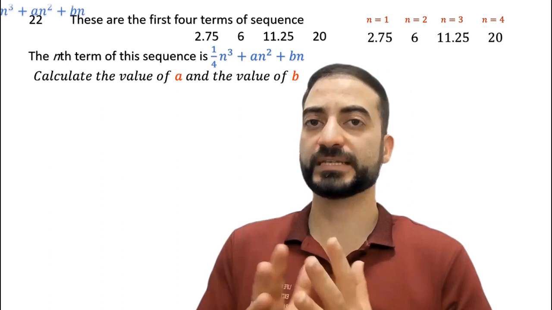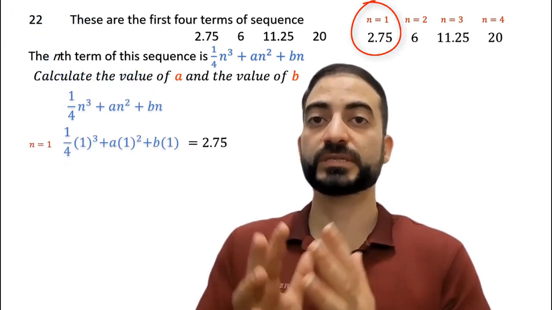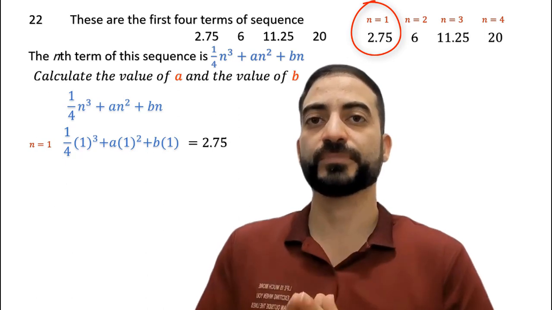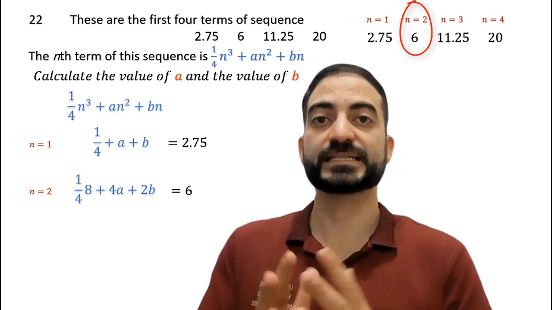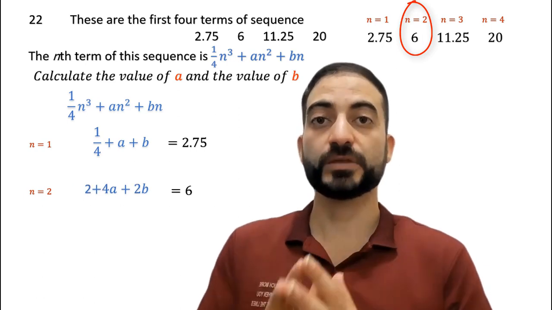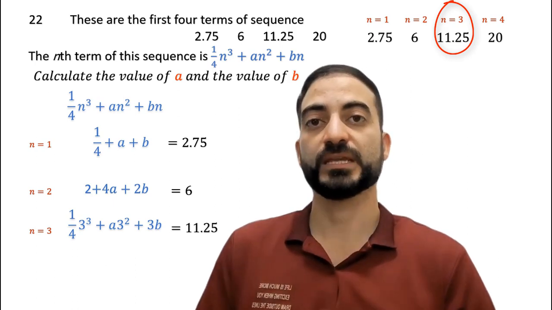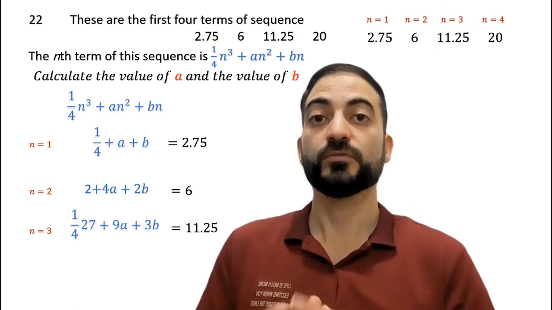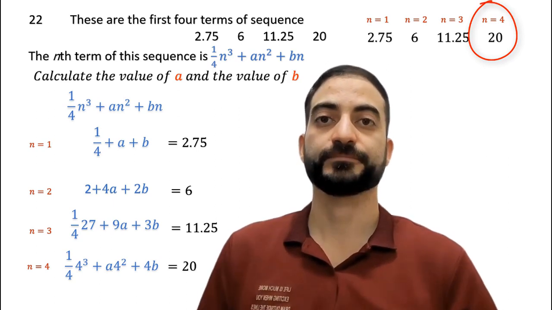What is meant by this is that if we put 1 in place of n, we get an answer of 2.75. And if we put 2 in place of n, we get 6. If we put 3 in place of n, we get 11.25. And if we put 4 in place of n, we get 20.